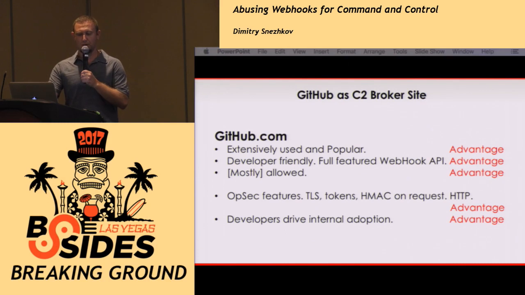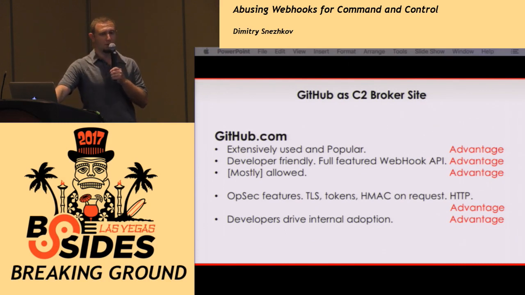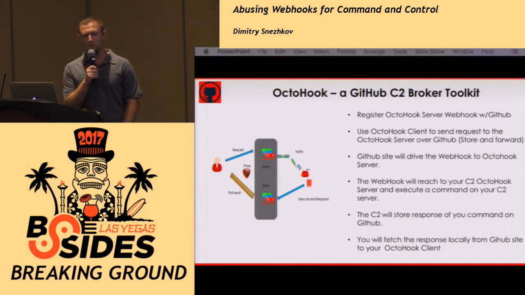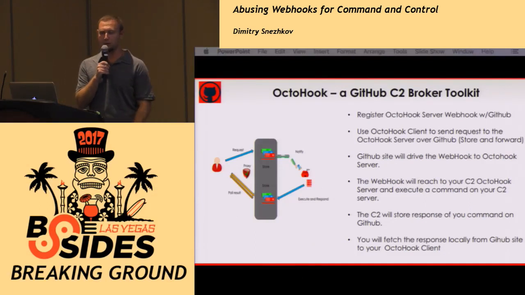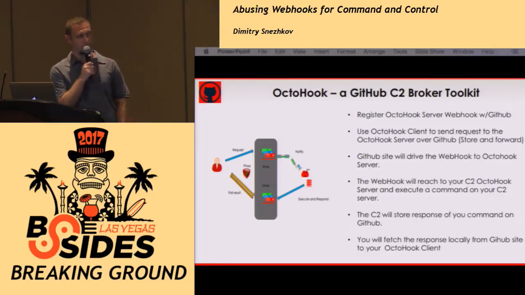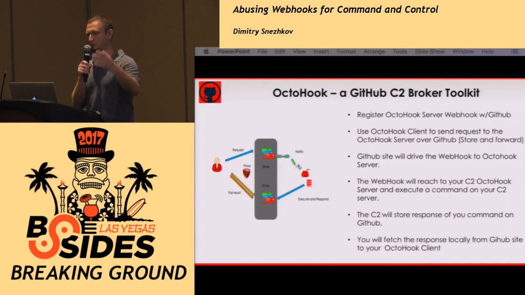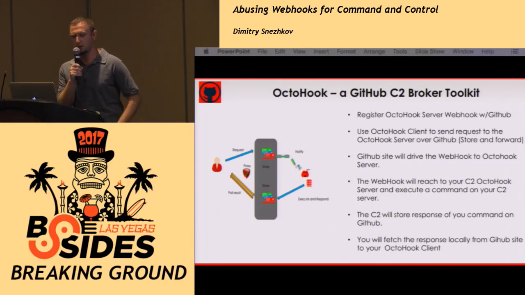But the last point is very important because developers adopt it. So you have a great chance of GitHub being used inside of the organization and not going anywhere. So Octahook is a GitHub C2 broker toolkit that is going to use GitHub to do all these transmissions, right? It's going to try to broker GitHub. We're turning GitHub into a broker for our communication to our external entity.